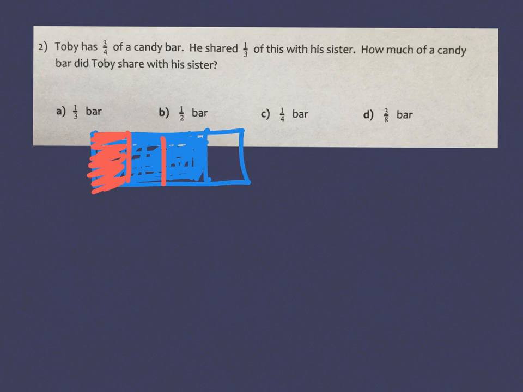So how do we find out the size of this piece of the candy bar? Well, here's how we do it. He had 3/4.